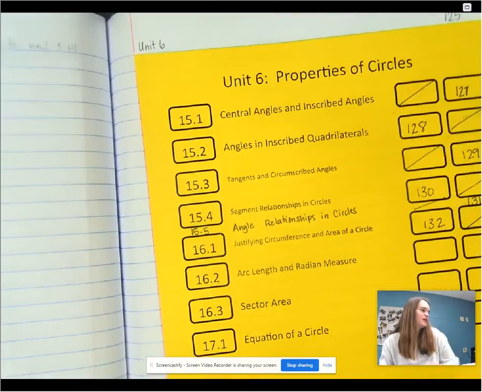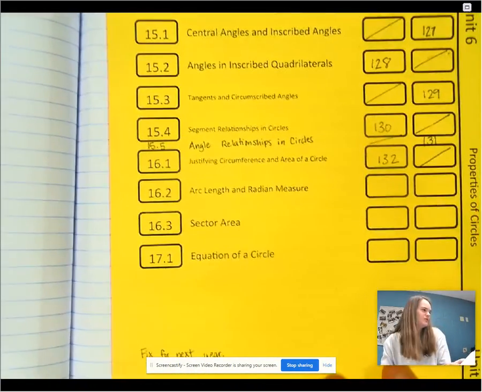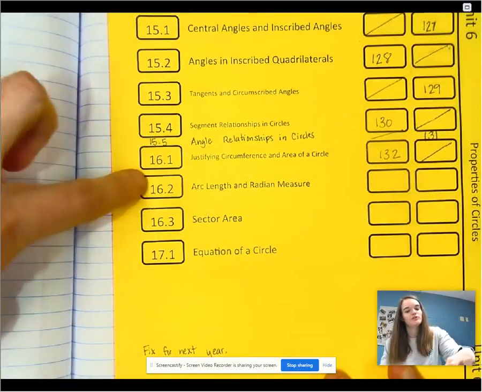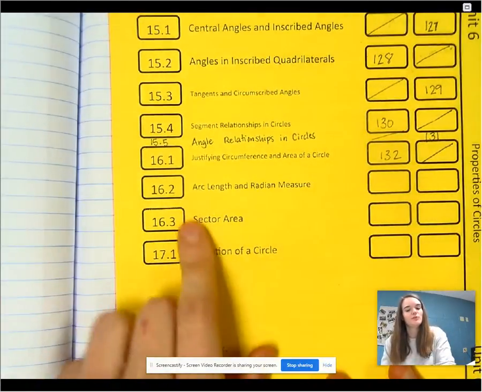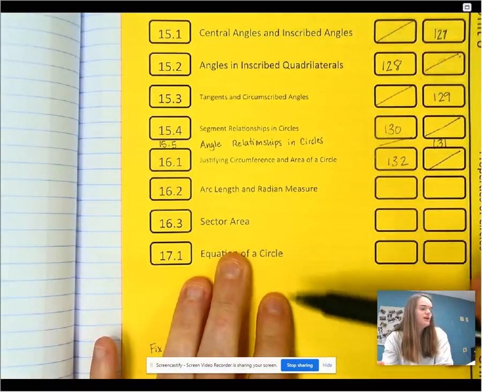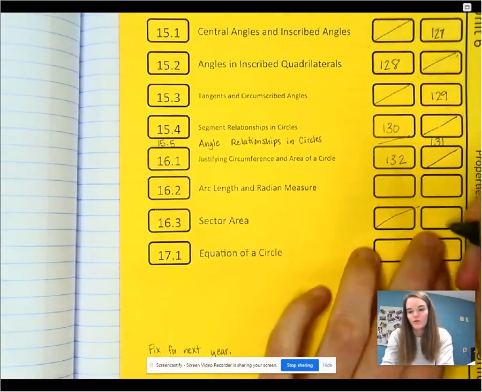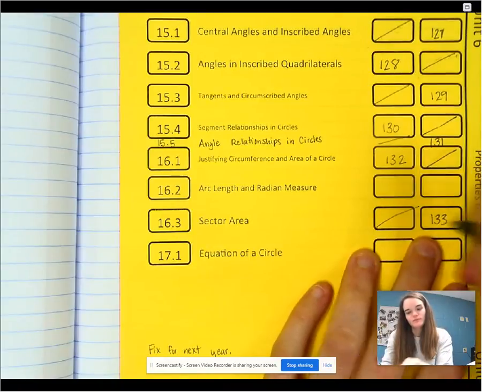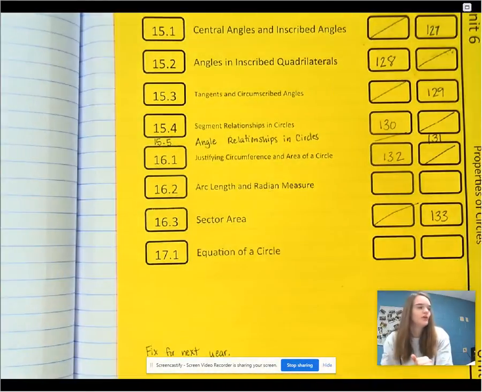All right, and I should have done the tab this way. I didn't really think about it. We're going to skip 16.2 till the next video. We're going to do 16.3 first. You don't have to have this one to do this one. That doesn't matter. So we are going to put this on 133. We'll come back and do this one on 134 and 135.